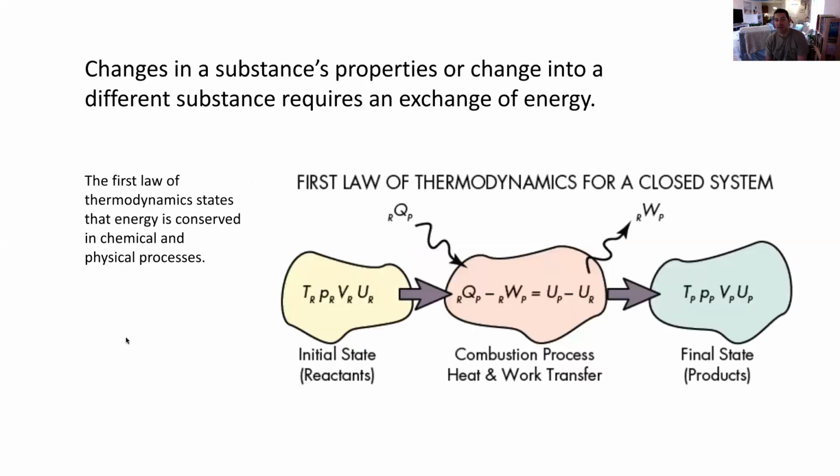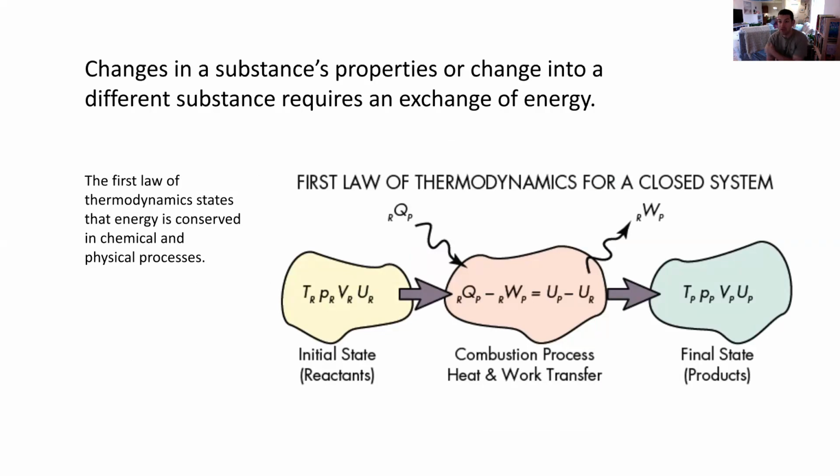Now we get the first law of thermodynamics. The first law of thermodynamics states that energy is conserved in chemical and physical processes. Now this has a huge application because typically in a lab we lose energy, but we don't lose it. It's not destroyed. It's just converting to a different form, and oftentimes we lose energy just to the surroundings. So it's very common.